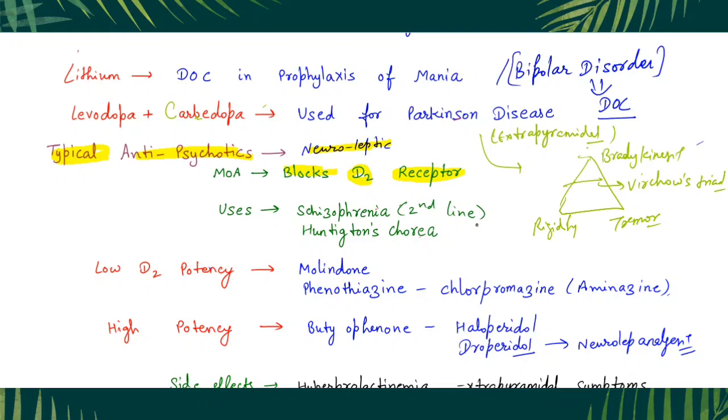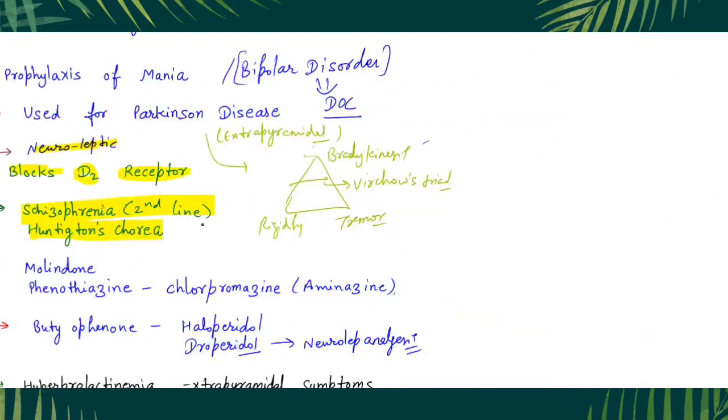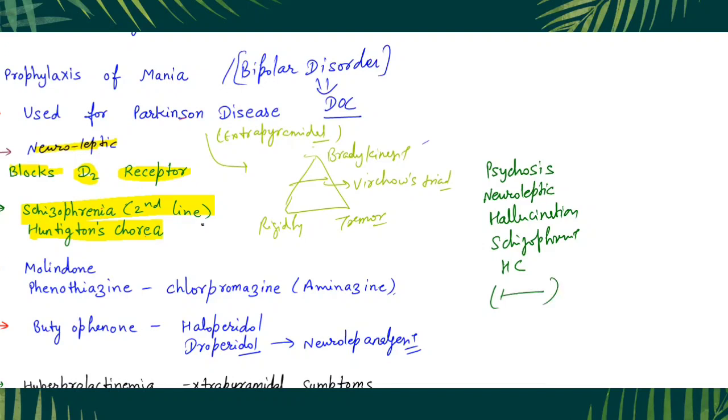These are typical antipsychotics, used in schizophrenia, second line, and Huntington's chorea. Remember psychosis, neuroleptic, hallucination, schizophrenia, Huntington's chorea, and any other disease related to this, then you will find the option.